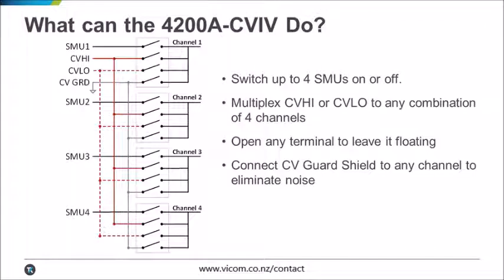The CVIV switch has 4 output channels and can switch up to 4 SMUs either on or off, one to each channel. It also has 3 1x4 multiplexers for the CV high terminals, CV low terminals, and for the outer shield of the CVU cables. Each CVU channel can switch to any or multiple output channels. Any channel can be switched open as well, which will leave the output floating.